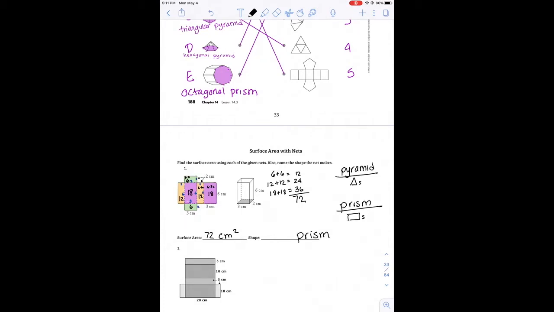But what shaped prism is it? What's the shape of the bases? Rectangular. It's a rectangular prism. Gonna run out of room and I'm missing letters. Rectangular prism.